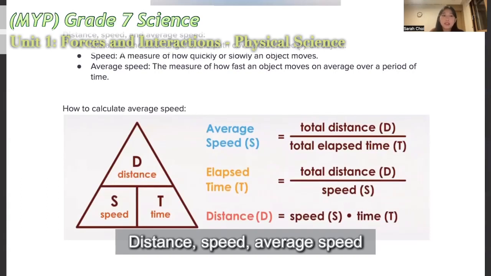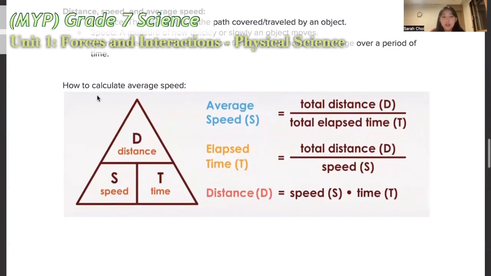Now we will go over distance, speed, and average speed, which is quite an important concept for calculating the motion of an object. Distance is the total length of a path covered or traveled by an object. Speed is the measure of how quickly or slowly an object moves, and the average speed is the measure of how fast an object moves on average over a period of time.